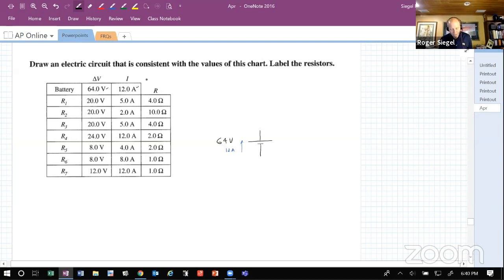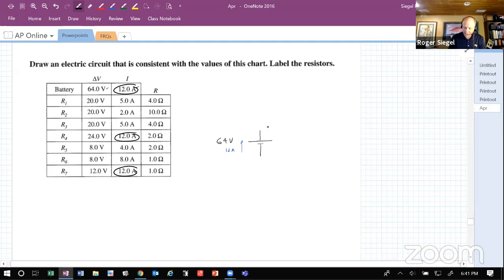Now what's next? Well, let's look. What is something that's obvious? Let's talk about the current first. Do we notice anything about the current? Well, we've got the 12 here, and we've got a 12 here and a 12 here. And I think a lot of you probably remember the junction rule we just talked about, where the current going into a junction has to equal the current coming out of the junction. If I've got 12 amps, I can't have a junction because there's no place for the current to go.